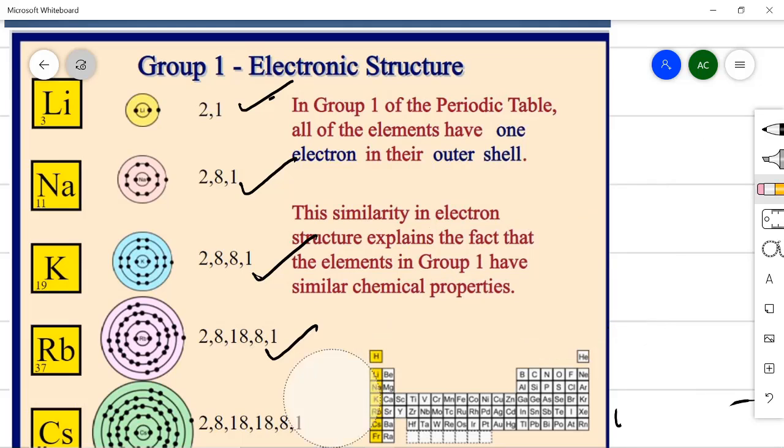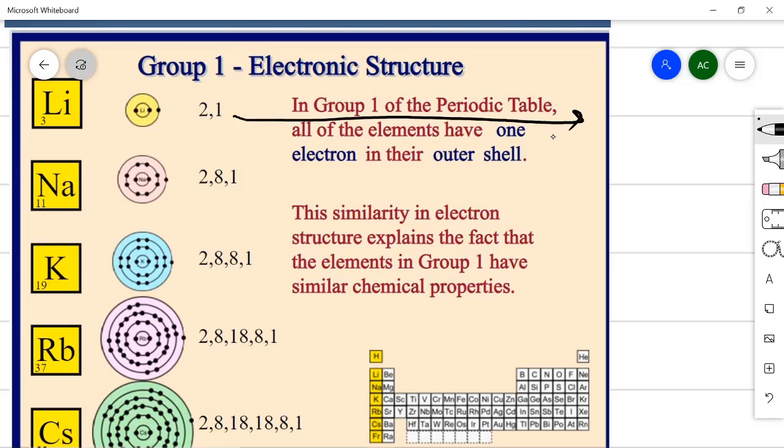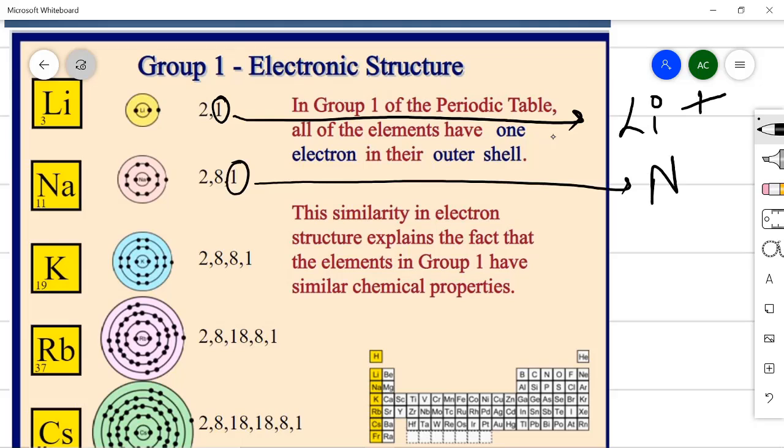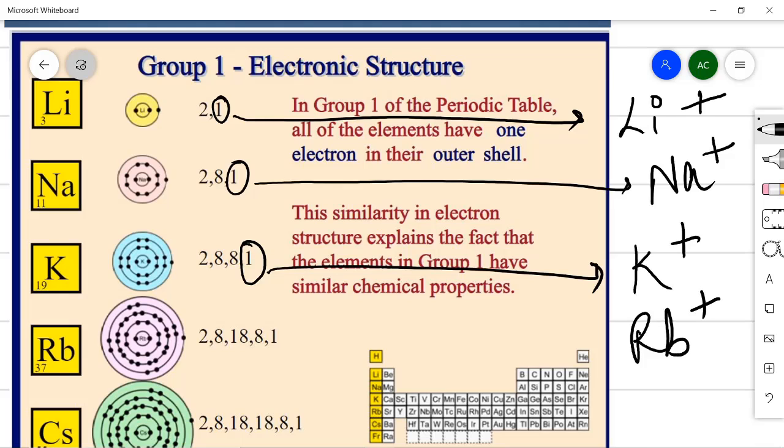So, that is the first property. Now, the second property is they form unipositive ions. Lithium, after donating this 1 electron, will form Li+. Sodium, after donating this electron, will form Na+. Potassium, after donating this, will form K+. So, they form unipositive ions, meaning with valency 1, they form cations. They are all soft metals. Sodium, you know, you can cut it with a knife.